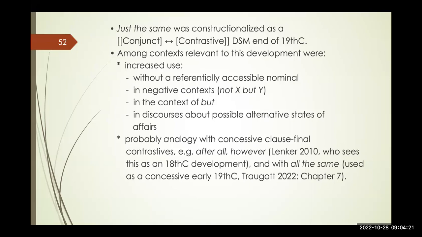Now, I mentioned earlier that Petre talked about assemblies. What were the assemblies that led to this development? What were the various contextual uses? Increased use without a referentially accessible nominal to be the same as. Use in negative contexts, not X but Y. Use in the context of "but," it very often occurs in that context, still does. And in discourse about possible alternative states of affairs.